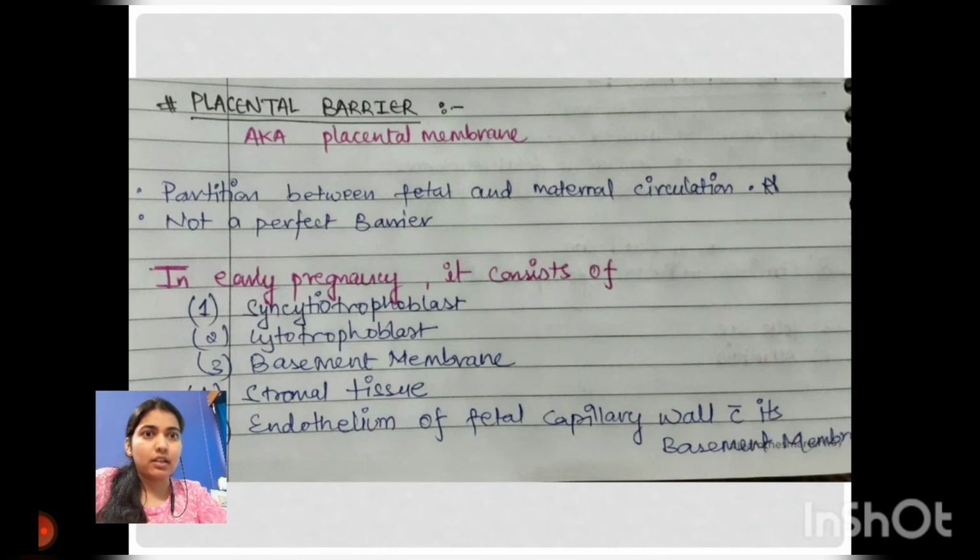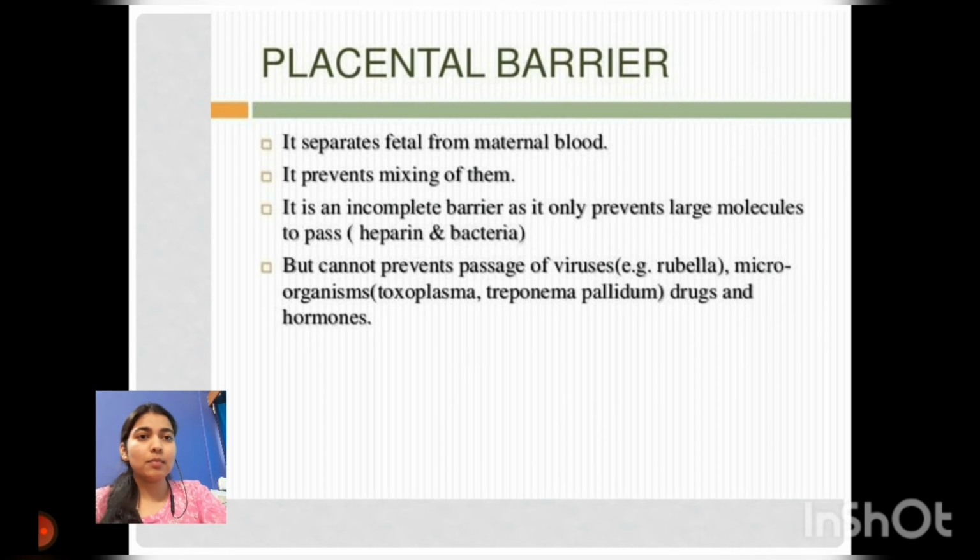The placental barrier, also called the placental membrane, is a partition between the fetal and the maternal circulation. It is not a perfect barrier because it allows certain substances to pass. In early pregnancy, it consists of syncytial trophoblast from the maternal side, cytotrophoblast, then the basement membrane, then stromal tissue, and then the endothelium of the fetal capillary wall with its basement membrane. The placental barrier separates fetal from maternal blood and prevents their mixing, but it is not a true barrier. So slight mixing is there.